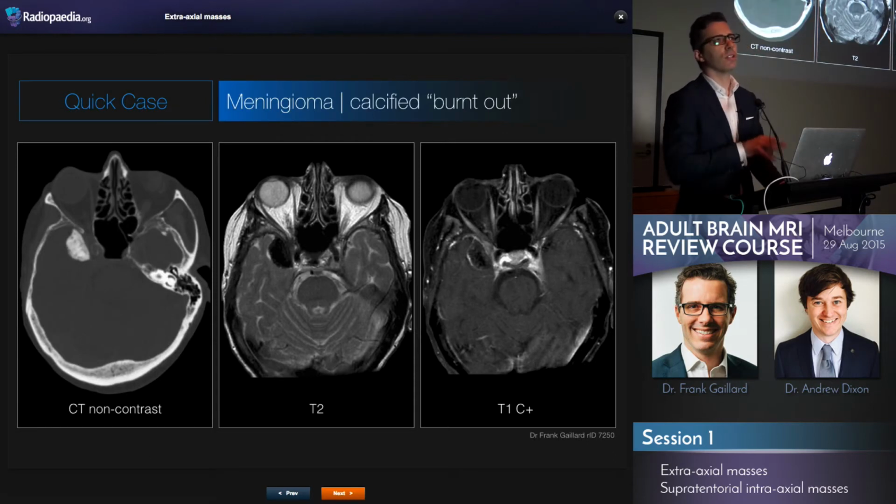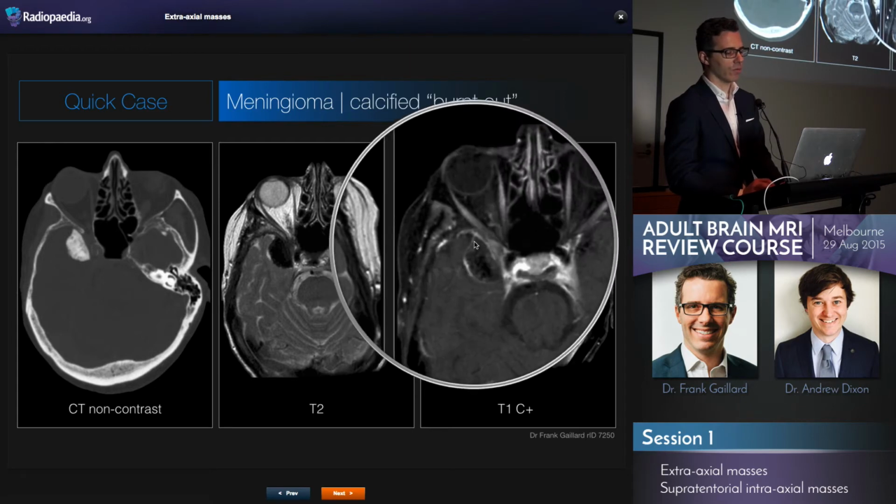There's only a few conditions where CT is better than MR for imaging tumours and tumour-like conditions. And one of them is where there's a lot of calcification. And you do get this entity that's sometimes referred to as a burnt-out meningioma, where the entire meningioma has ossified or calcified. And it's very easy to spot. And this is a very classic location for them, anterior middle cranial fossa. On MR, it's just dark on everything. You might get a little rim of enhancement.